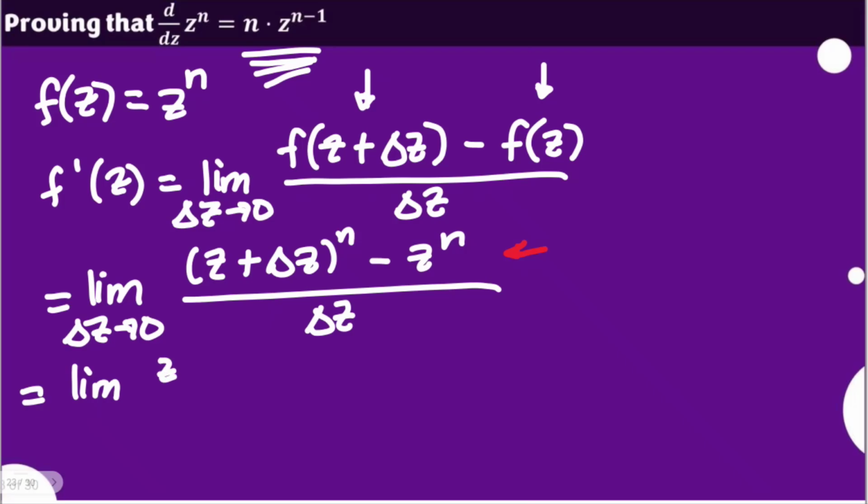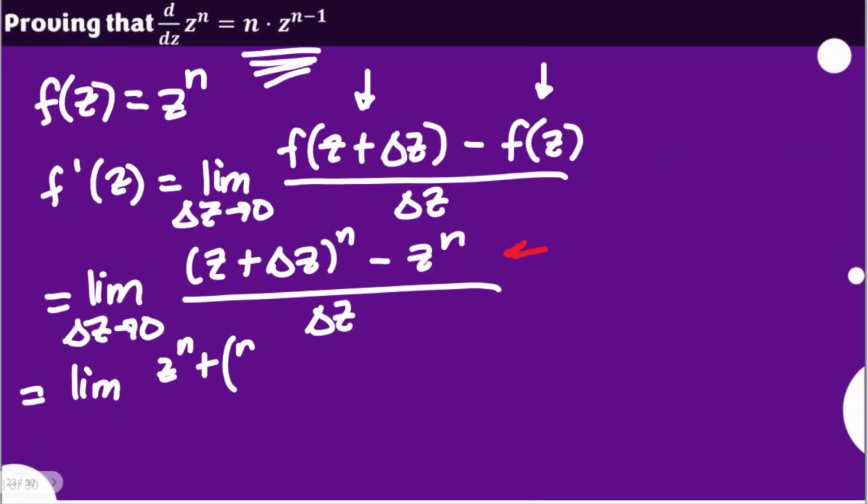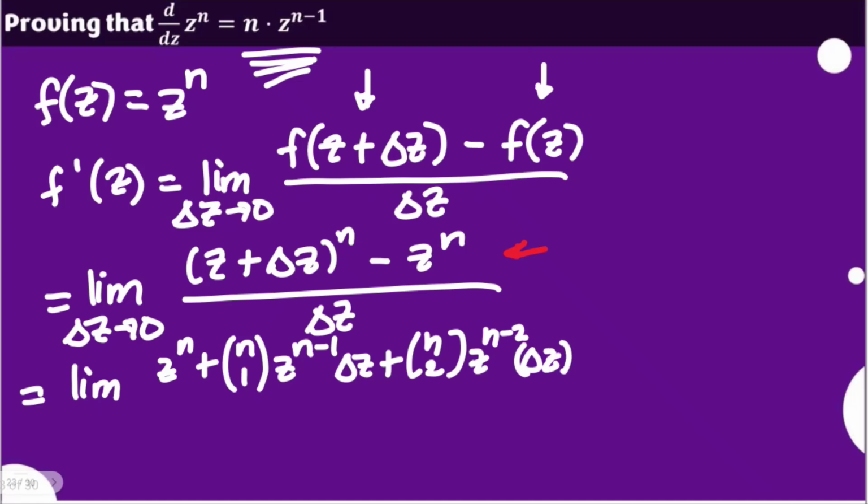to the power of n plus, because n taken 0 is just 1, okay? So we have n taken 1, it's actually z to the power of n minus 1, and then we have your delta z. Then plus, you will have here n taken 2, z to the power of n minus 2, and the square of delta z.